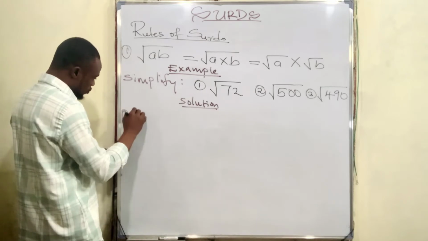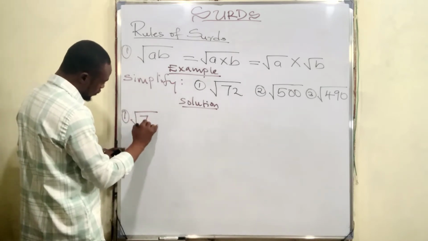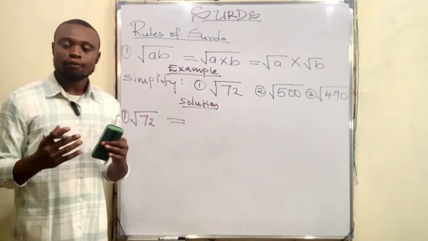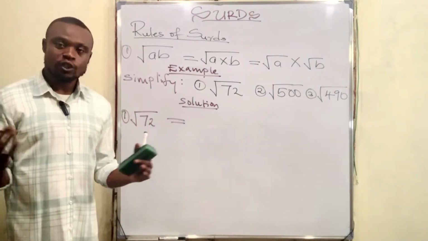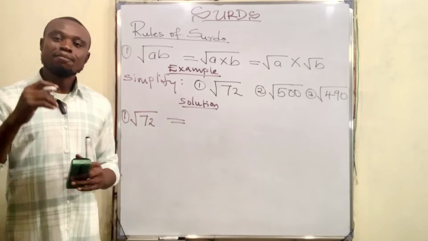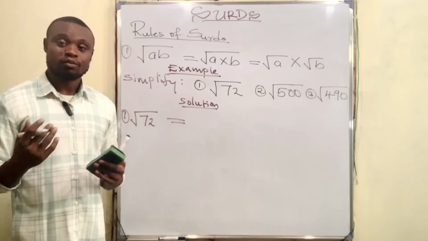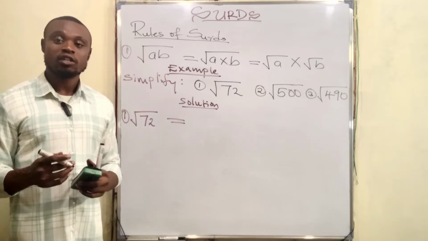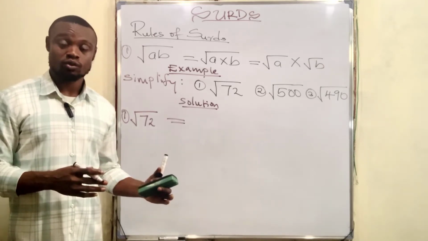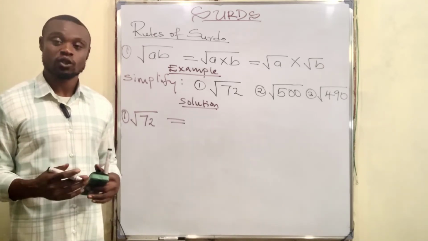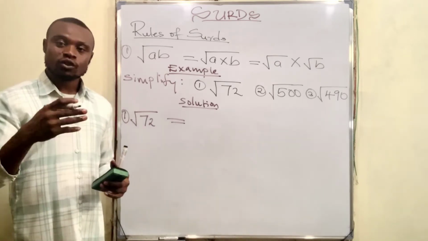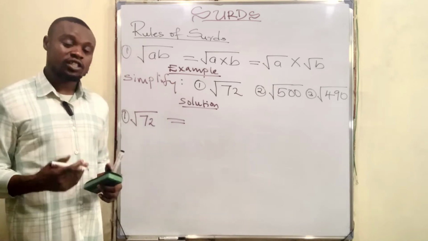Now, the first one is the root of 72. Like I said initially, you find two numbers that when you multiply them, you get 72, and make sure that one of those numbers is a perfect square. What I mean by perfect square is this: root 4 is 2, so 4 is a perfect square. Root 9 is 3, so 9 is a perfect square. Root 16 is 4, so 16 is a perfect square.